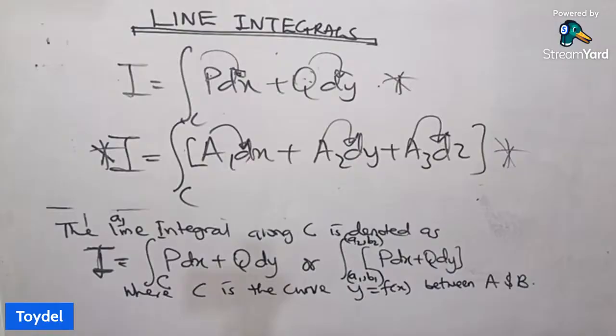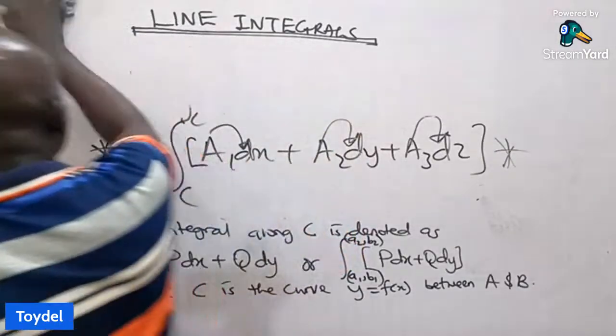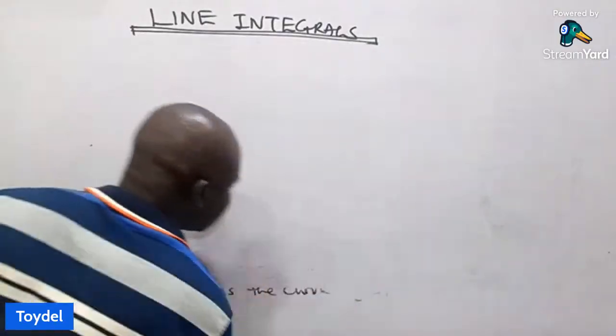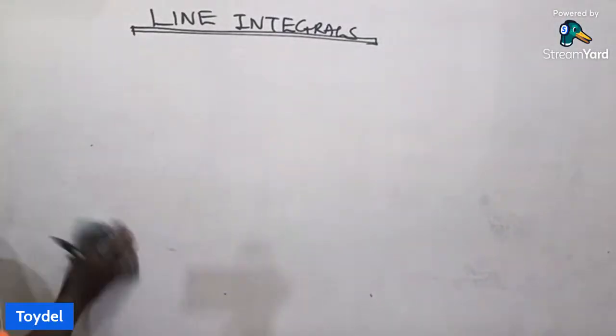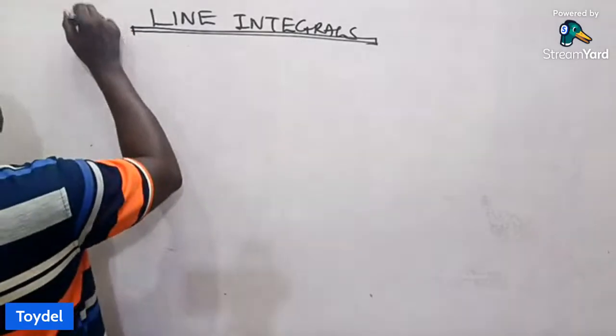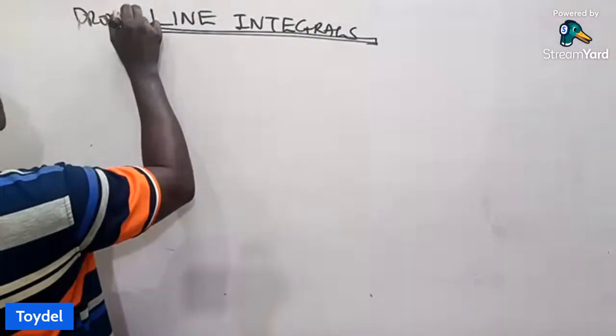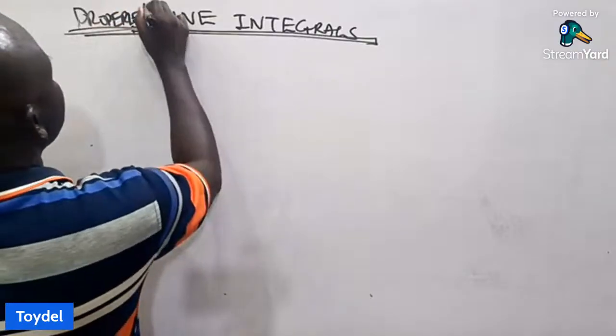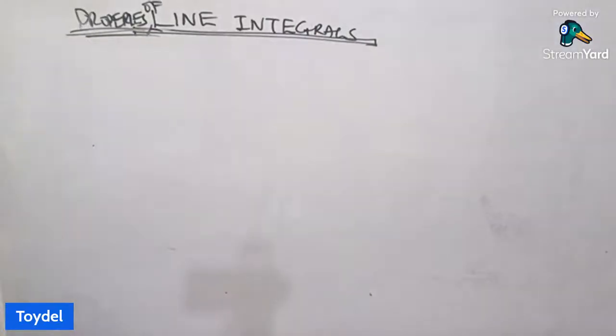Okay, so let's quickly look at some of the properties of line integrals. We are going to talk about three basic properties of line integrals. Line integrals have properties which are analogous to those of ordinary integrals. Let's quickly look at the properties of line integrals.